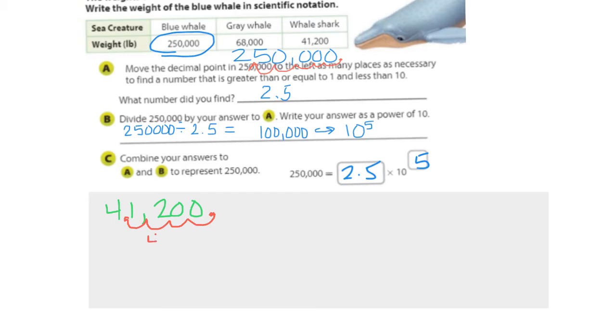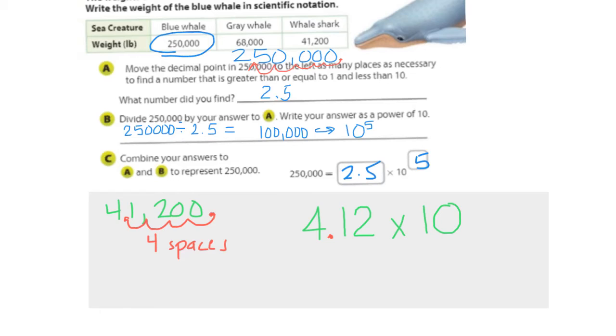So I move my decimal point over 4 spaces. And when I move that decimal point over 4 spaces, I place the decimal point in between the 4 and the 1. So I need the 4, the 1, and the 2. The 4, the 1, and the 2 are significant digits. The other digits I can just ignore. I don't need those zeros on the end.